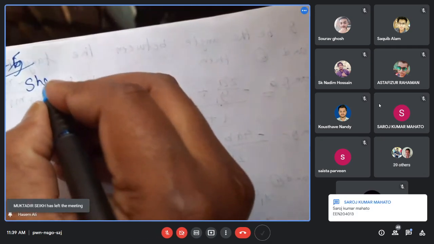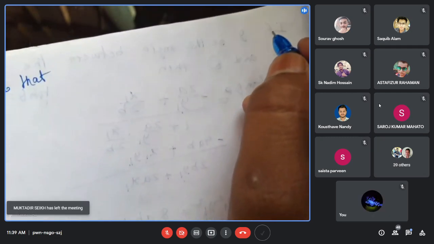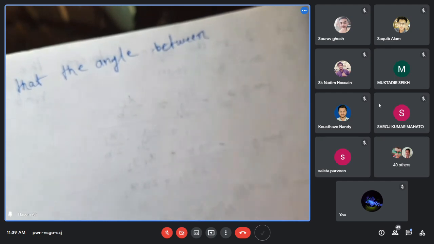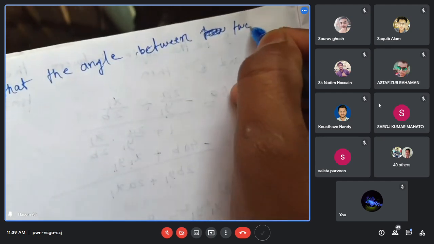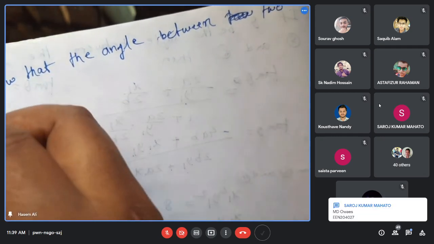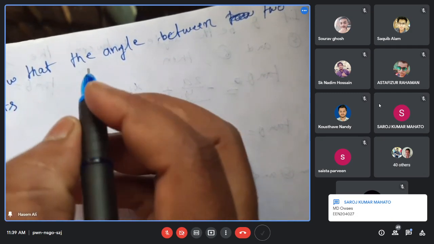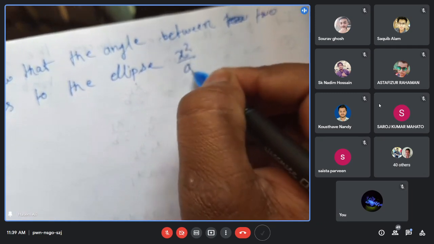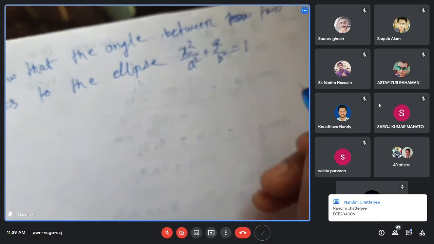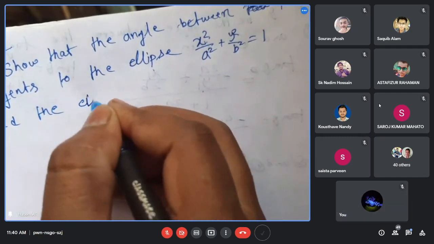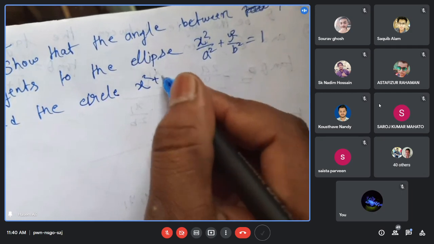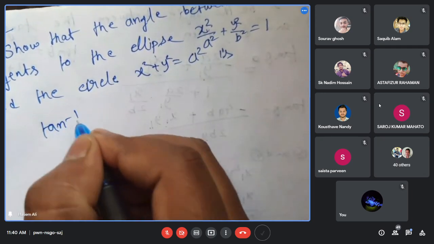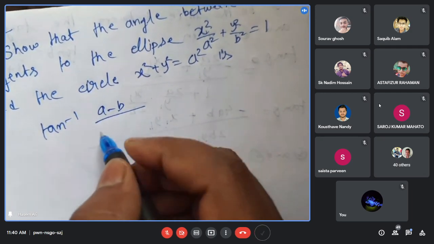So that the angle between two tangents to the ellipse x square by a square plus y square by b square equals 1, and the circle x square plus y square equals a square is tan inverse a minus b by root over ab.